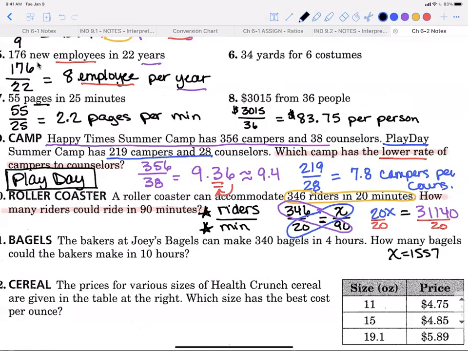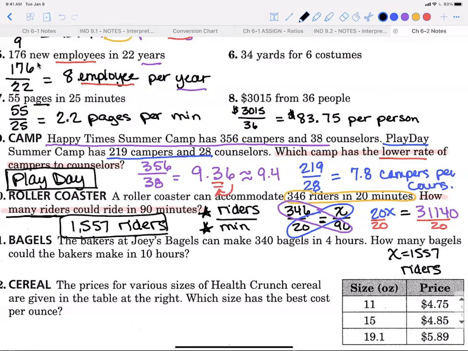How many riders could ride in 90 minutes? You can just put riders, because the answer to the question is how many riders. So the question is how many riders? Your answer is 1,557 riders. If the question is how many riders, your answer needs to be how many riders. So 1,557 riders. Needs an S.